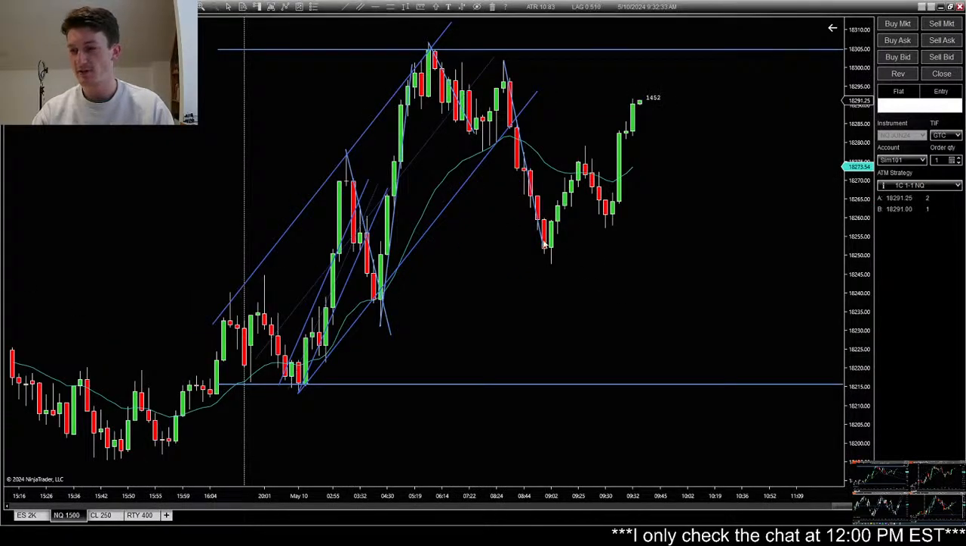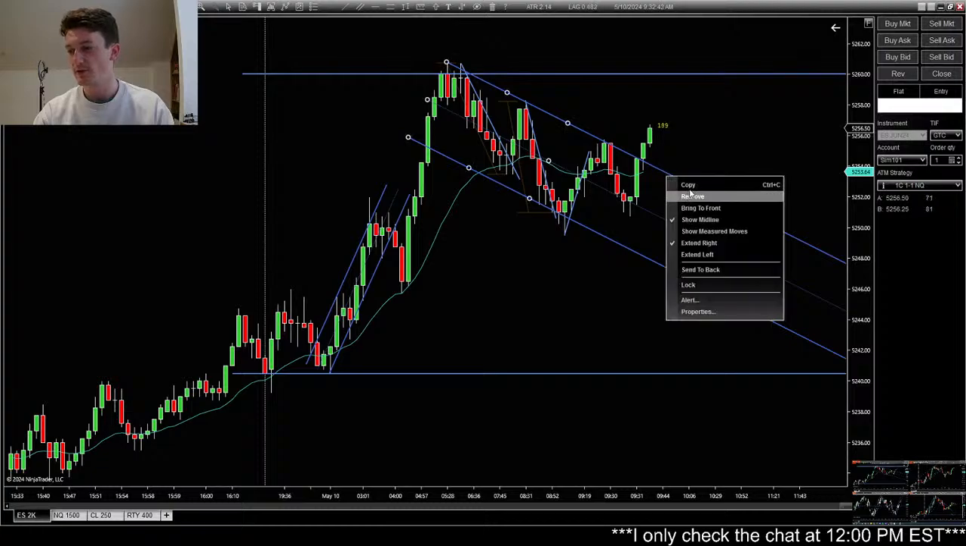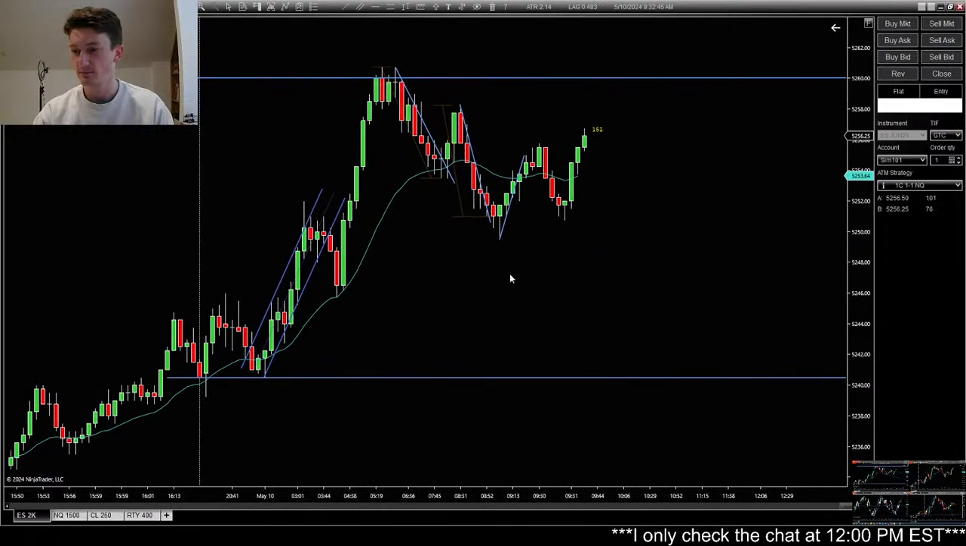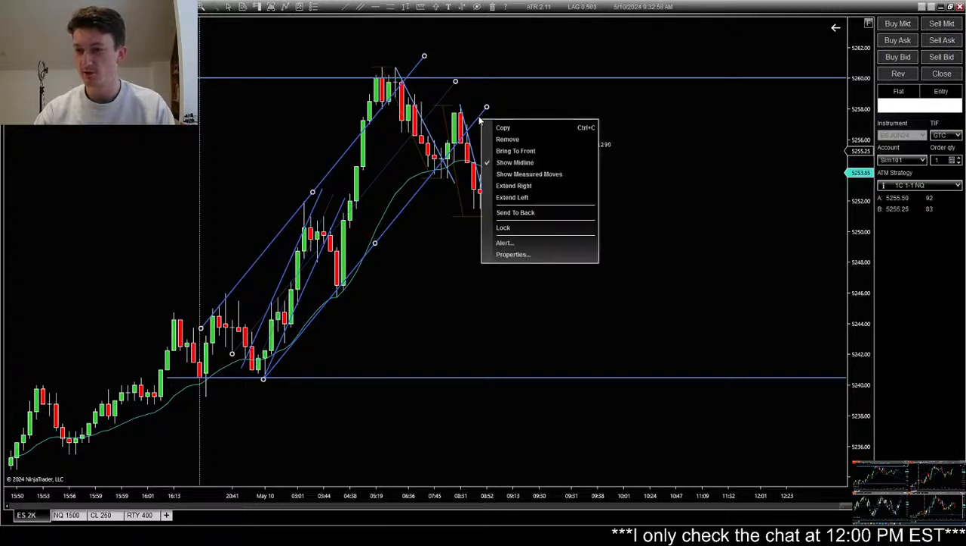In the NQ, it looks like prices are making two legs up to attempt to break a new high of this uptrend. And on the ES, I'm going to go ahead and remove this downtrend. It's obviously not correct. It's possible there is one like this, as I was looking at earlier, but not so sure about that one. Not so sure about that one either.